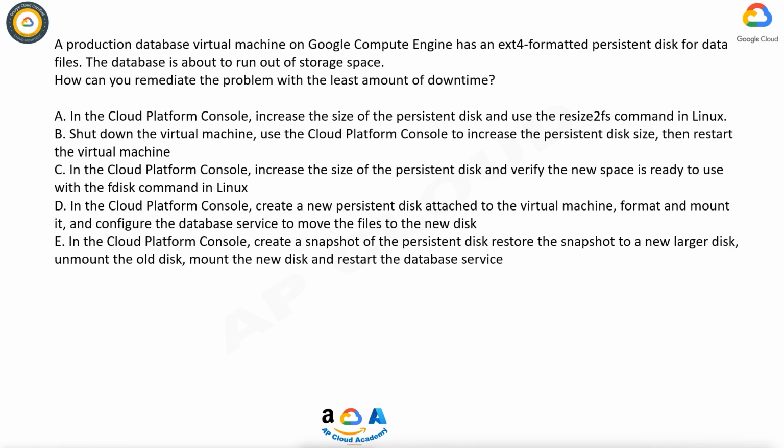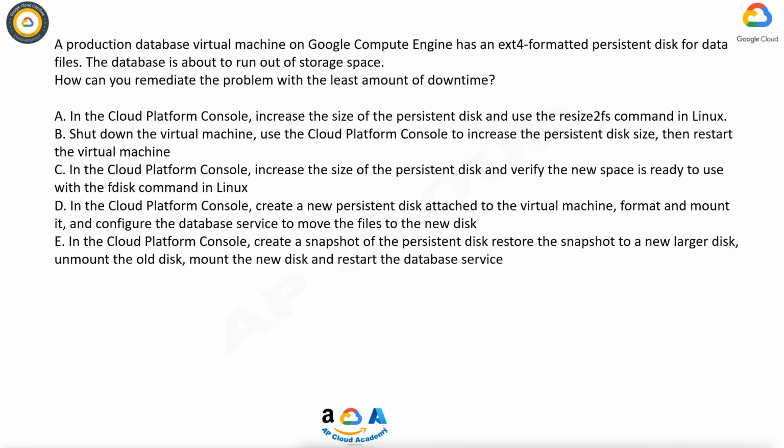A. In the Cloud Platform console, increase the size of the persistent disk and use the resize2fs command in Linux. B. Shut down the virtual machine, use the Cloud Platform console to increase the persistent disk size, then restart the virtual machine. C. In the Cloud Platform console, increase the size of the persistent disk and verify the new space is ready to use with the fdisk command in Linux.